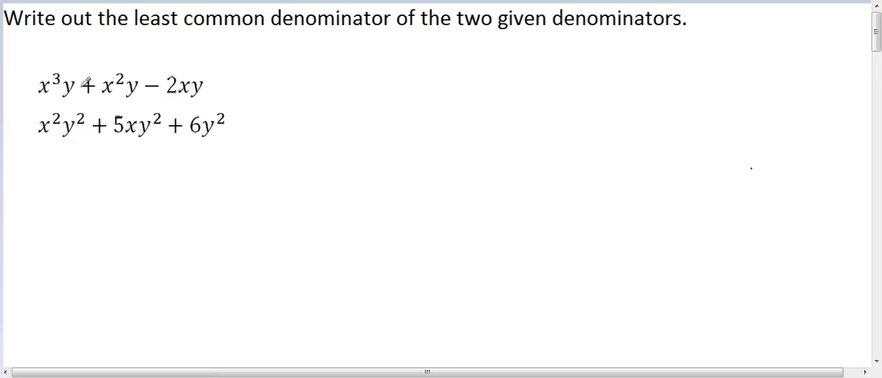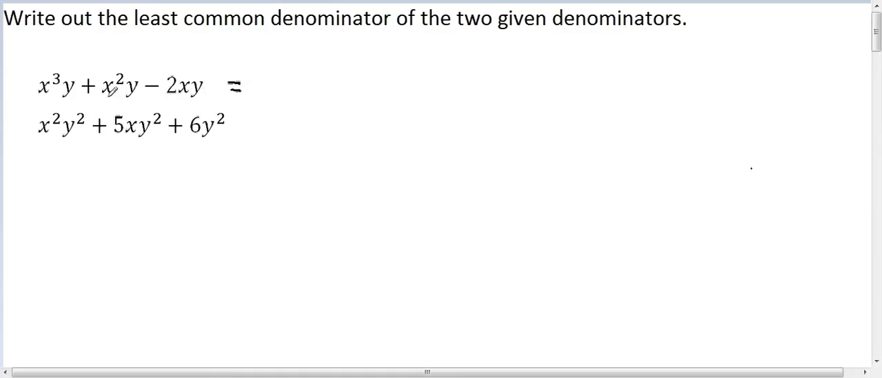So these two polynomials here, x cubed y plus x squared y minus 2xy, and x squared y squared plus 5xy squared plus 6y squared. We're going to assume that we have two fractions, each with one of these polynomials as the denominator, and that we're either going to add them or subtract them. If we need to do that, then we'll have to find the least common multiple of these two polynomials first. So in order to do that, let's go ahead and factor these two polynomials first.